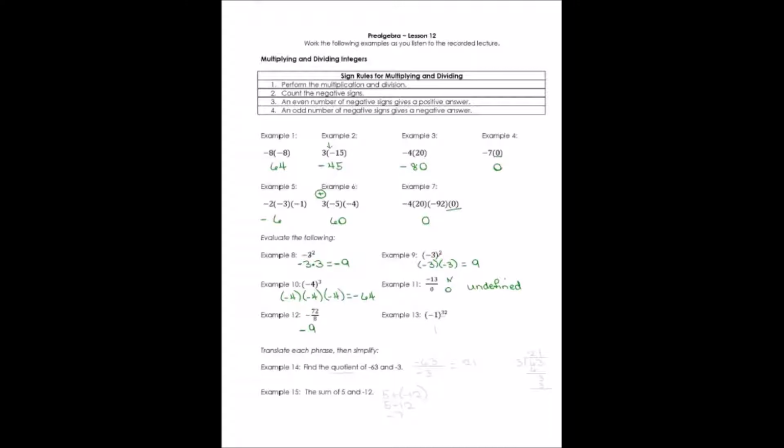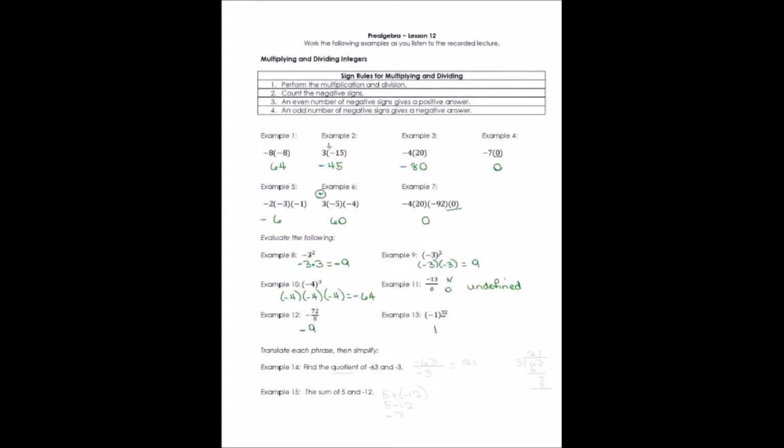Let's look at number 13. This time, they want me to take negative 1 and multiply it 32 times. So I'm going to be saying negative 1 times negative 1 times negative 1 times 32 times. Now, I'm not going to write this out. All I have to do is look at that exponent and say even number of negatives, positive answer. Of course, as many times as you want to multiply 1 together, you're still just going to get 1.